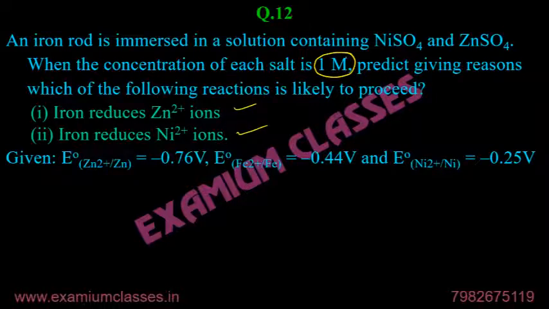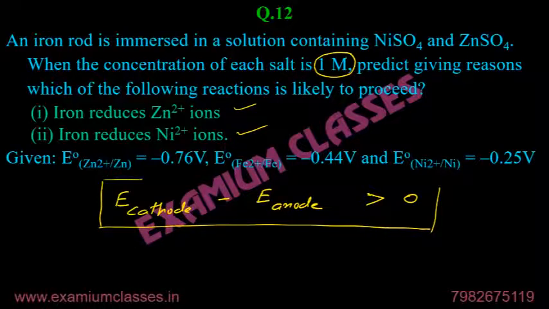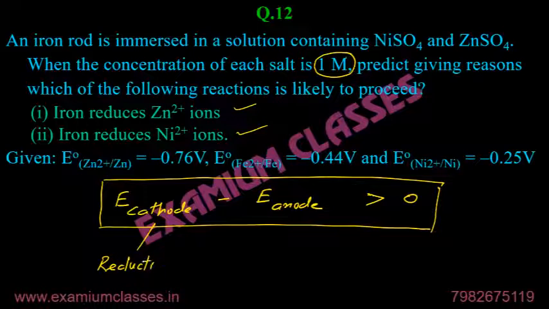And now remember the rule. The rule is that E cathode minus E anode should be positive. Now, using this rule, first you need to identify where oxidation or reduction will be taking place. At cathode, reduction takes place. At anode, oxidation takes place.